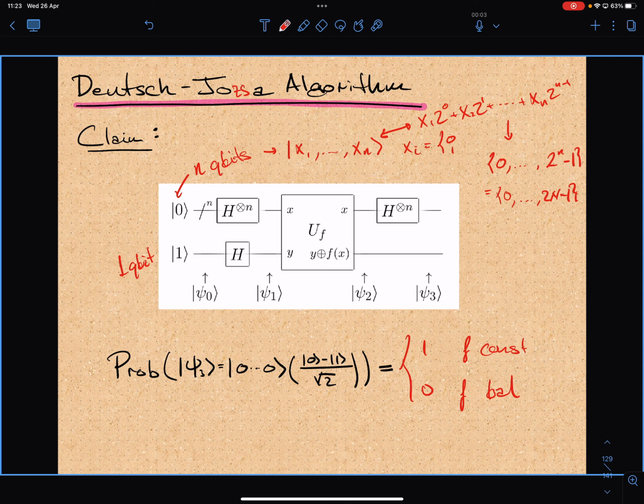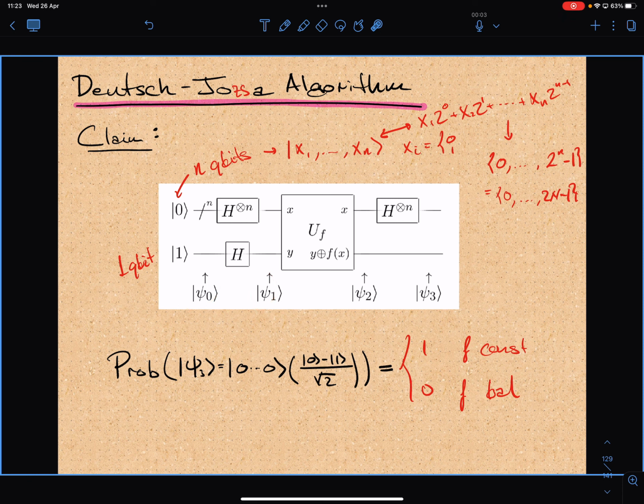So this is going to be an ancillary qubit, and the claim is that after we apply this quantum circuit, psi 3 is either going to be in this state or not, depending on whether f is constant or not. Any questions? Now we're going to go through the circuit and compute the different psis. This one, and this one.